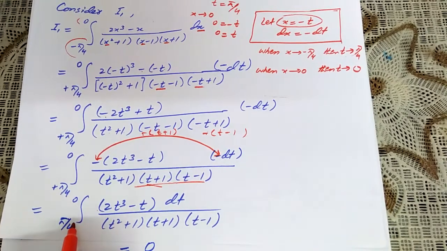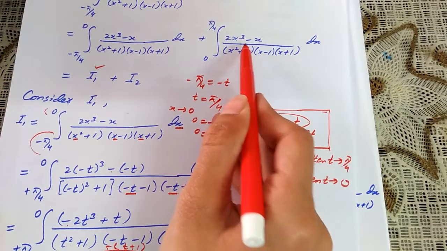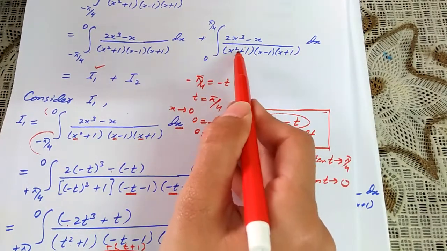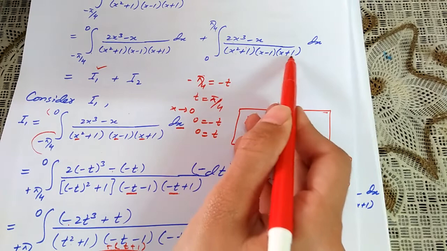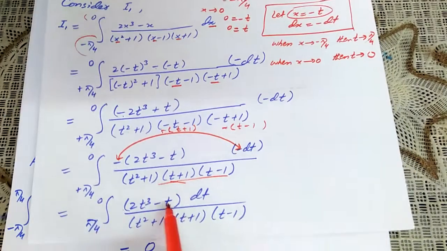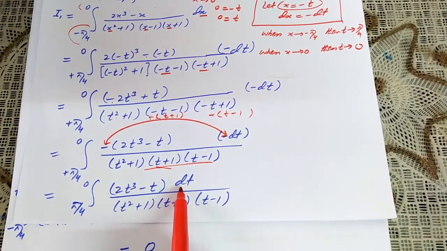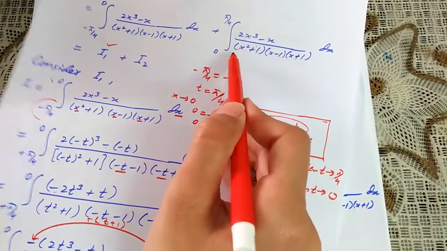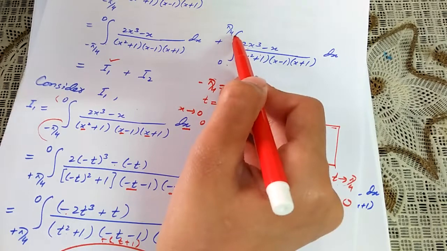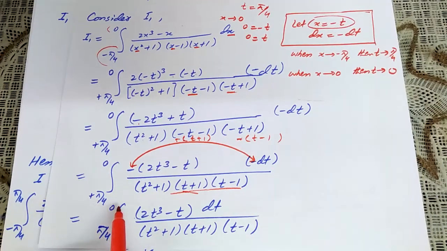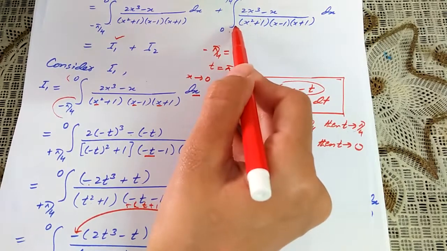Now we see that here it is the same function, 2x cube minus x over x square plus 1 into x minus 1 into x plus 1 dx. It is the same function, but the variable is t here. And the second difference is the limit of integration is from 0 to pi by 4, and it is from pi by 4 to 0. The limit of integration is reversed as compared to this one, opposite to this.